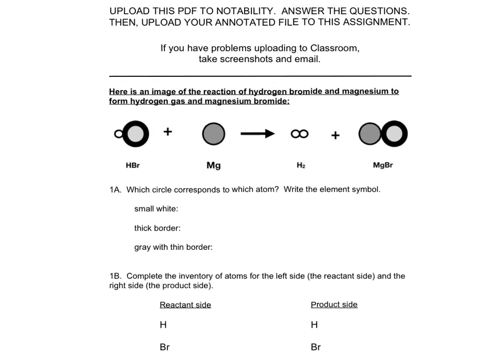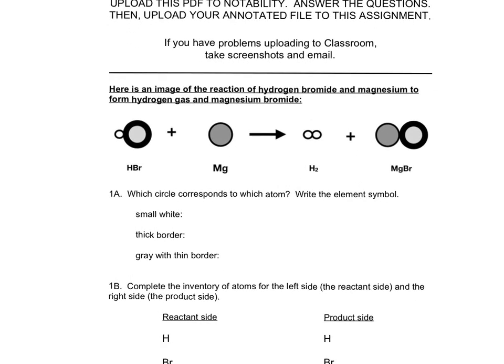So it starts out asking you to figure out, it's a little bit of a puzzle, which atom corresponds to which actual name of an atom. We've got the white circles, the thick bordered, and the gray with border. This one right here is very clearly the magnesium, because there's one atom there and there's just one listed element underneath. So the gray with thin border is going to be magnesium.